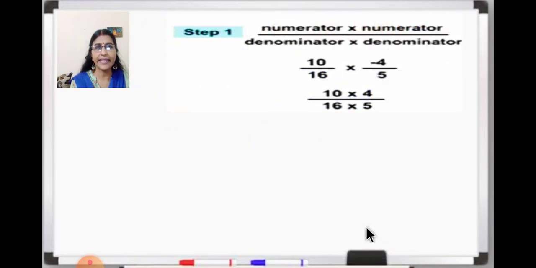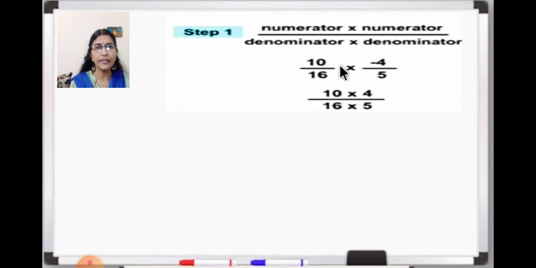So now let us take an example. This is an example: 10 upon 16 multiplied by minus 4 upon 5. So first step, what you have to do? You have to multiply the numerator with the numerator. That means the numerator of the first rational number will be multiplied by the numerator of the second rational number. And then you have to divide it by the denominator of the first rational number with the denominator of the second rational number. So that is done here.